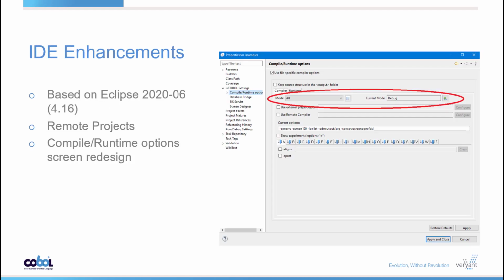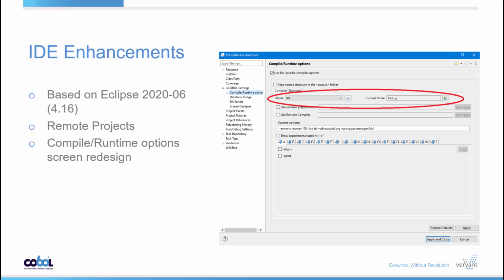The IDE has an updated Eclipse base, and we've added support for remote projects. A remote project is where you have source code in your development environment, but you need to compile and execute in another environment or on a different server. One reason to compile and run programs remotely is when you want to compile directly to your test server instead of compiling on your development laptop and then manually moving the classes to the test server. I'll be demonstrating this later.